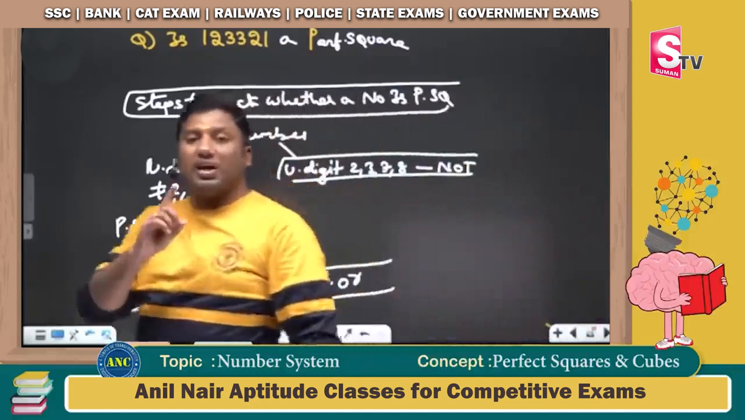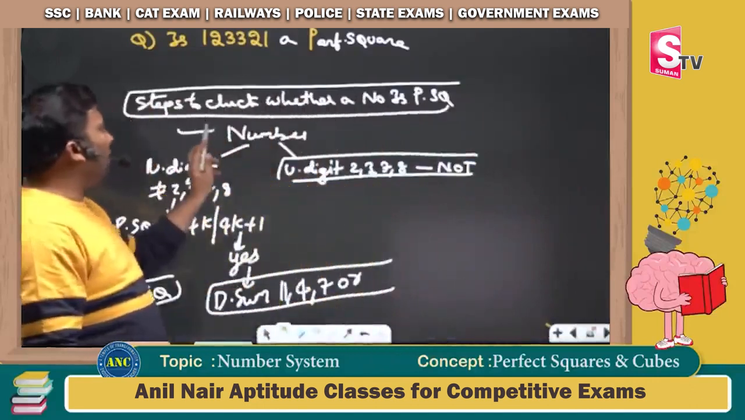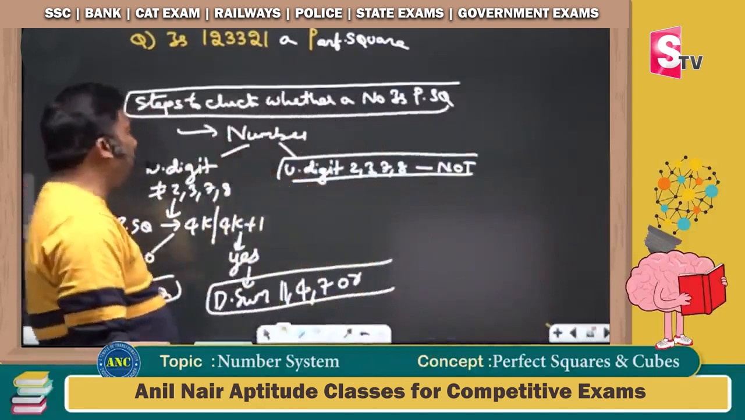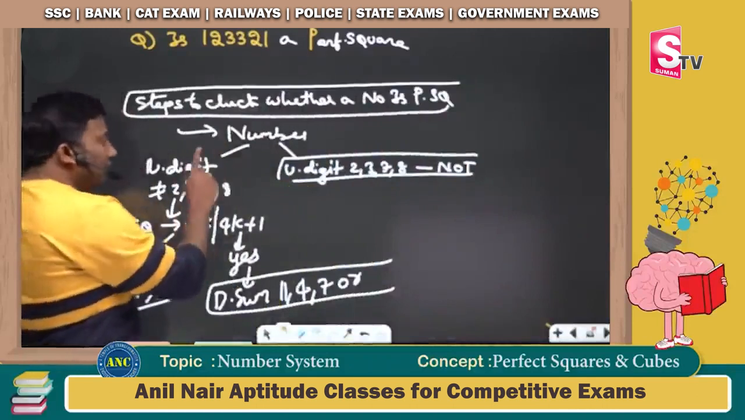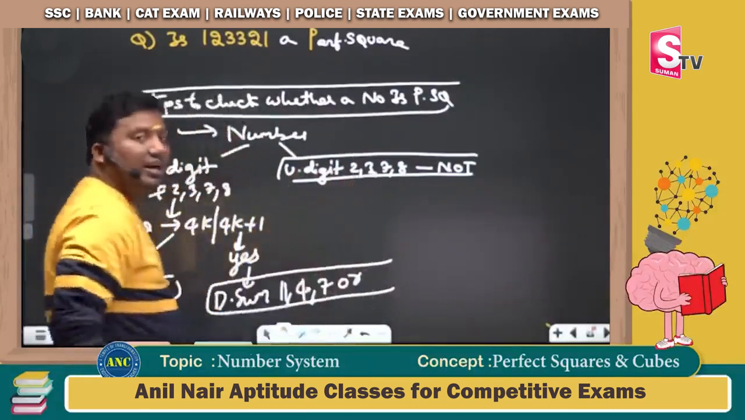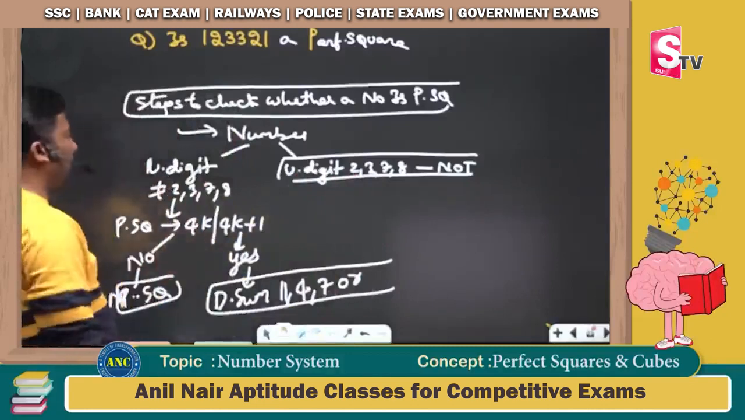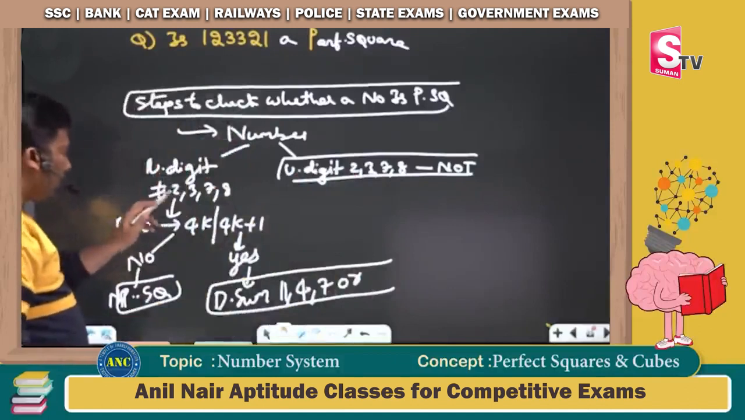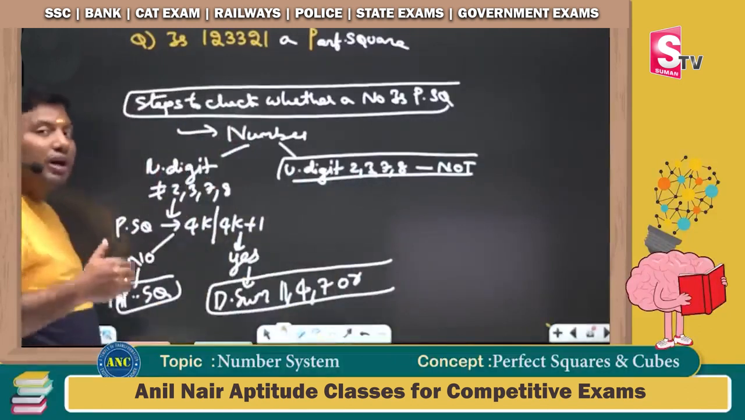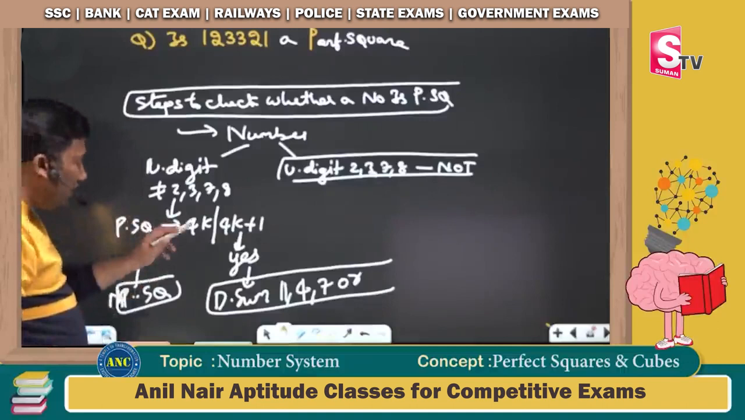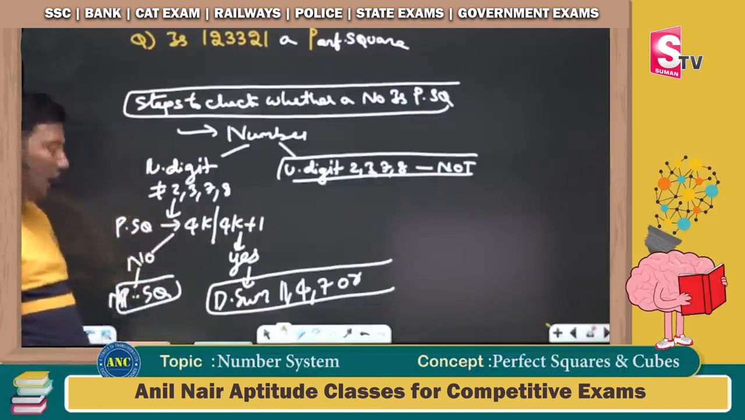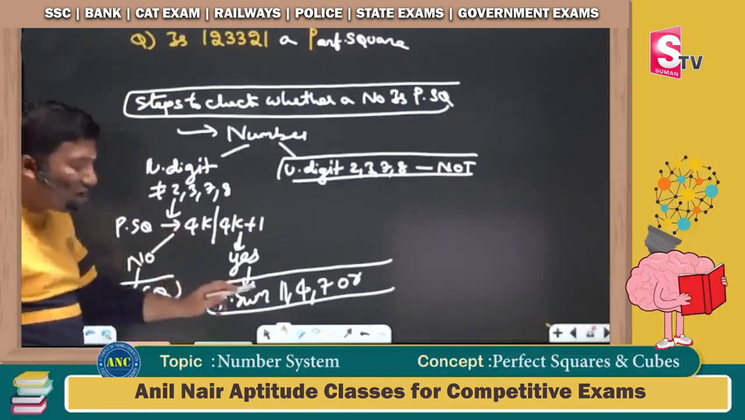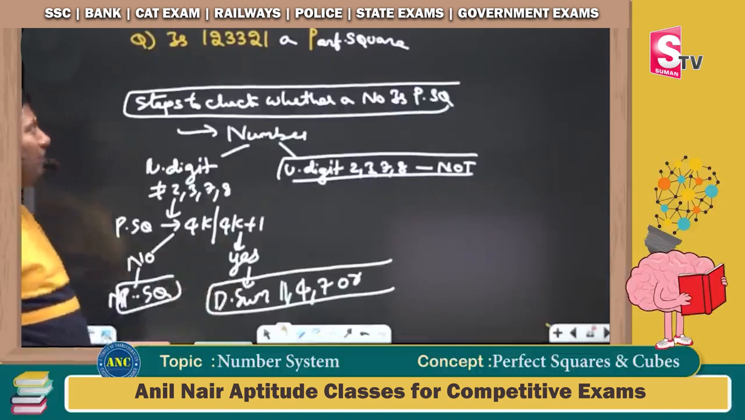This flow chart should be extremely clear to you. If a number is given to you, how do you check whether it is a perfect square or not? If the unit digit is 2, 3, 7 or 8, definitely it is not a perfect square. If not, check whether the number is of the form 4k or 4k plus 1. If it is not, then it is not a perfect square. If it is, then use the logic of digital sum of a perfect square.